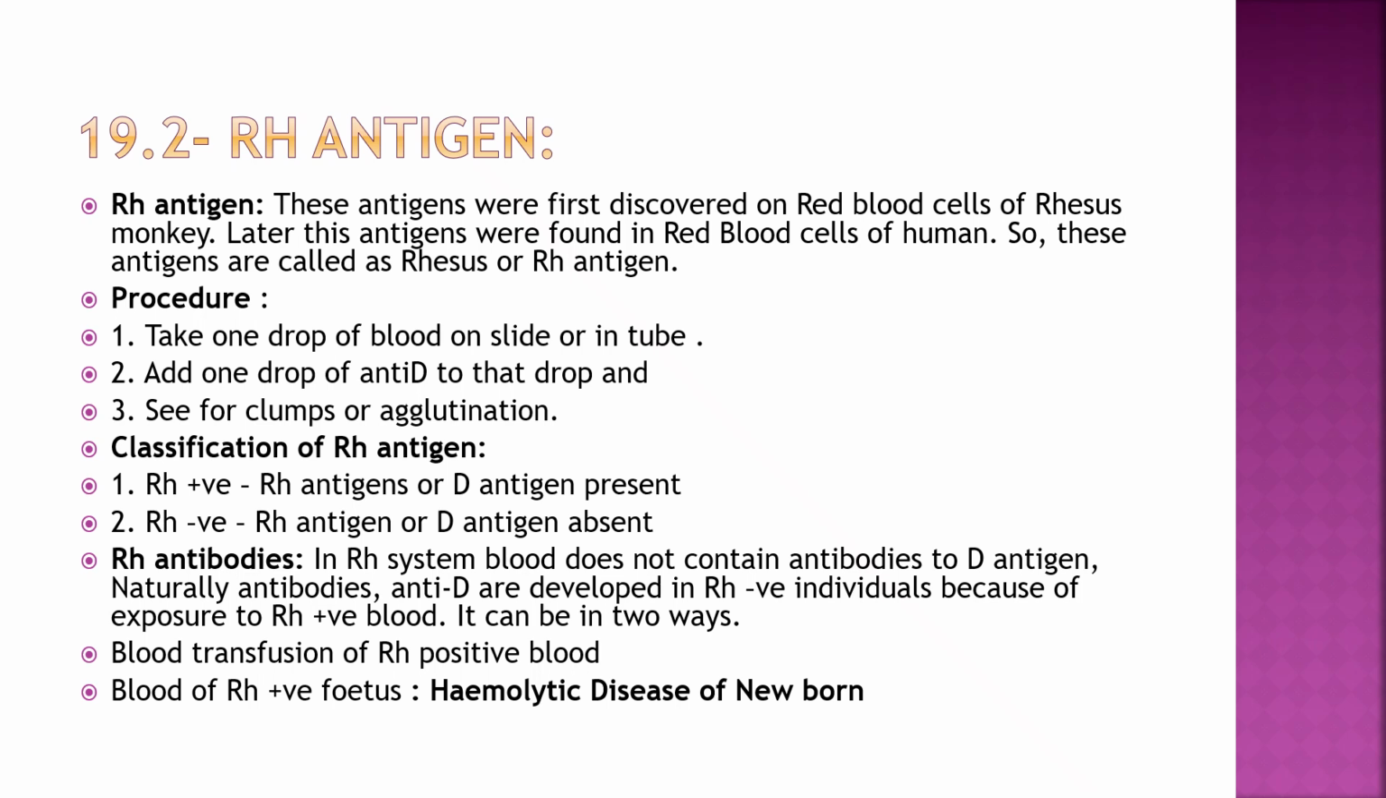They are immune antibodies. When an Rh negative person gets exposed to Rh positive blood, there is formation of antibodies, and these are called Rh antibodies. So it can be seen in mismatched blood transfusion or hemolytic disease of the newborn.